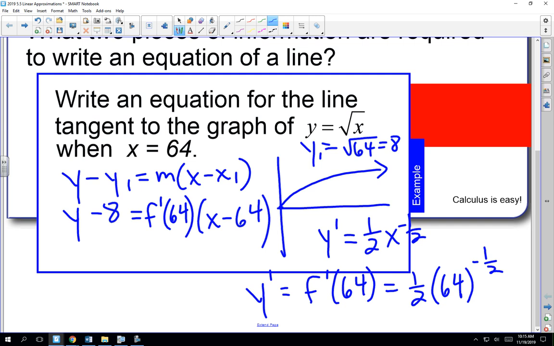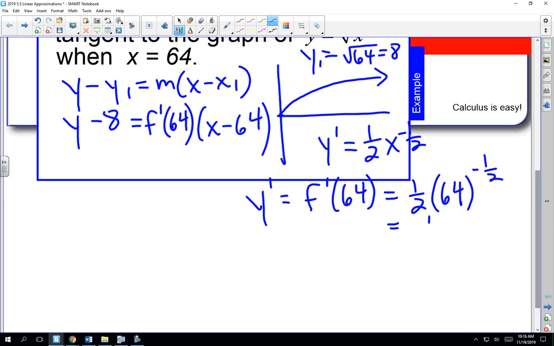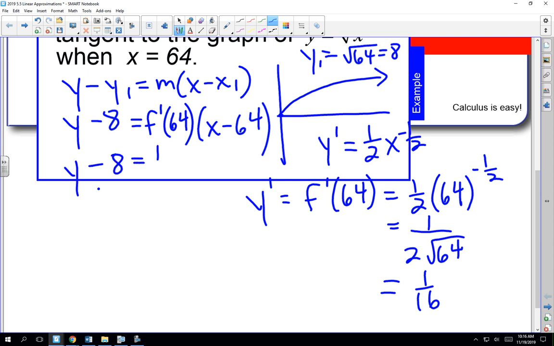So we take the derivative of square root of x, and then we plug in 64, and that'll give us the slope of our linearization. Remember, linearization is the same as the equation of the tangent line. So this is nothing new. We're just calling it something different. So what does this look like here? We've got 1 over 2 times the square root of 64. 1 over 2 times 8 is 1/16. So y minus 8 equals 1/16 times x minus 64.